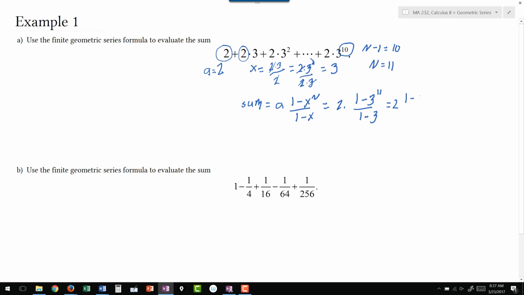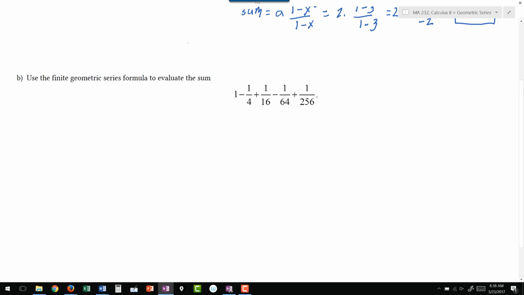So we'll have 2 times 1 minus 3 to the 11th, which is 177,147. And that's all divided by 1 minus 3, which is negative 2. The minus signs on top end up canceling. The 2's cancel, and we end up overall with a sum of 177,146. We could get the same result by adding up all of the 11 terms.